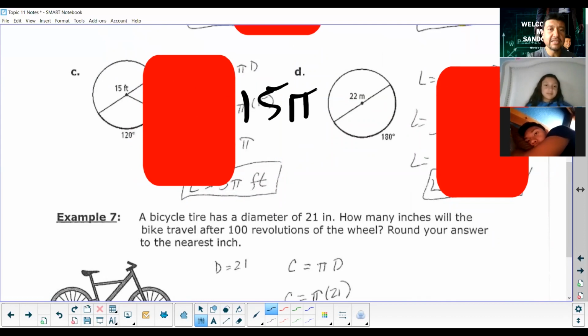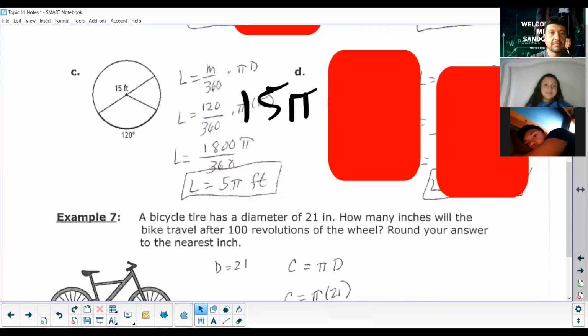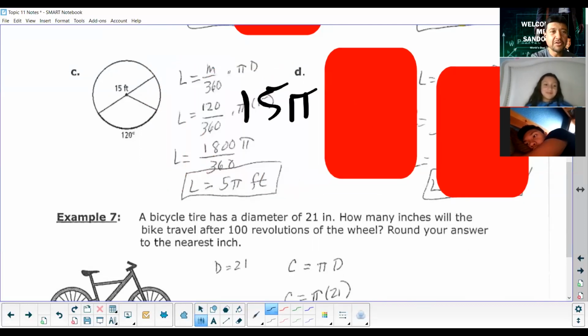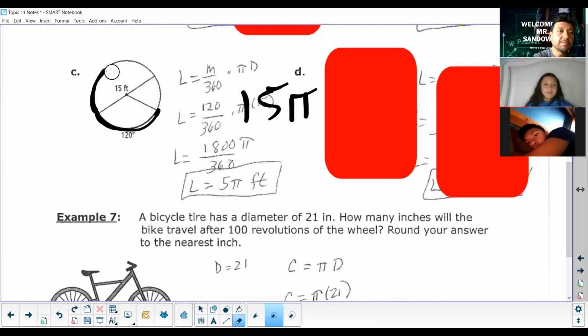Okay. Now, Celeste, do I want the whole circumference? No, I really don't. Remember, you only want this little piece right here. But if I drew this all the way around, I could guarantee you that all that black is 15 pi. But I don't want 15 pi. I want less than that amount. I'm going to remove this whole piece right here and only find the fraction of it.